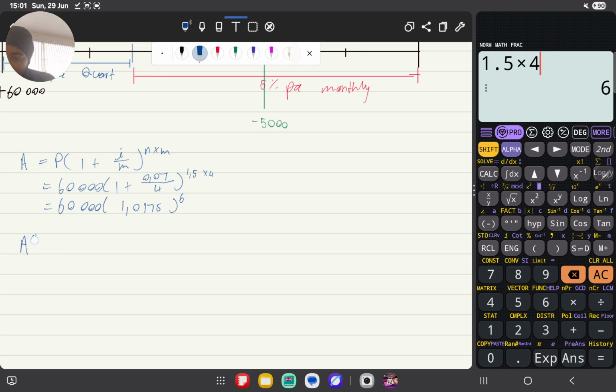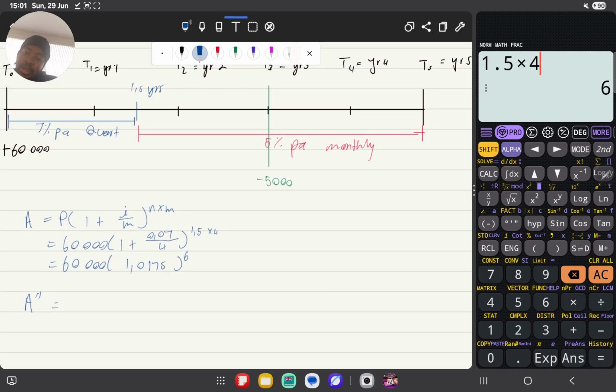Yeah, I don't know what to call that, but it's the A for the remaining period. So the amount that we are investing, it's exactly this amount here, right? This is the amount that we are investing. So it is 60,000, 1 plus 0.175.6. Remember, this is the amount that we have in our account. Do you understand? I want you guys to understand that.